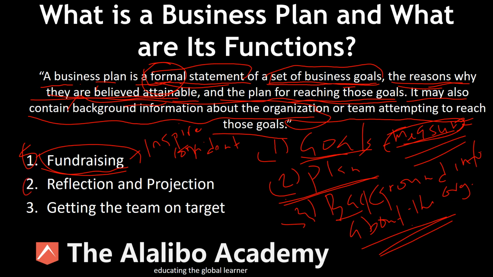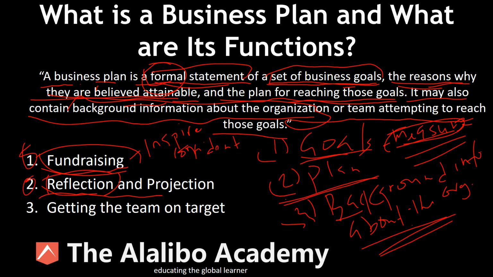The second function of the business plan is reflection and projection. So what does that mean, really? This is a very important function of the business plan. Now, reflection: everyone reflects, individuals reflect, companies reflect, groups reflect. Reflection is part of living for human beings, and part of living for companies as well, because companies reflect to move forward. They take a look at what has happened in the past, what they've done well, what they haven't done well, and make adjustments and move forward. The business plan is a great platform for that.